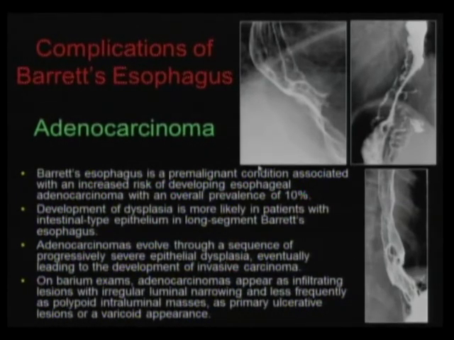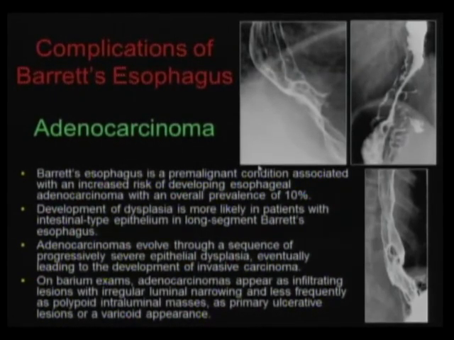These are 3 different patients with adenocarcinoma. In most of the cases, they involve the lower third of the esophagus, and they have some differences with the peptic strictures because they have filling defects.